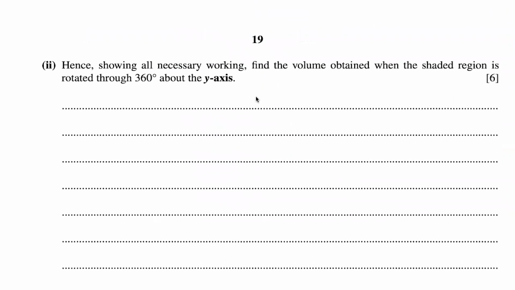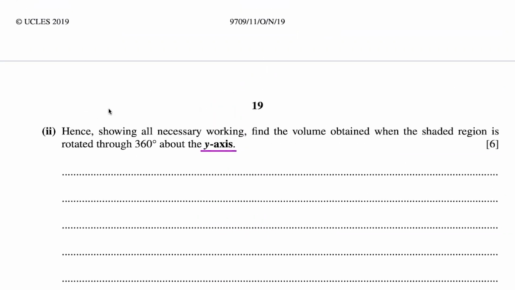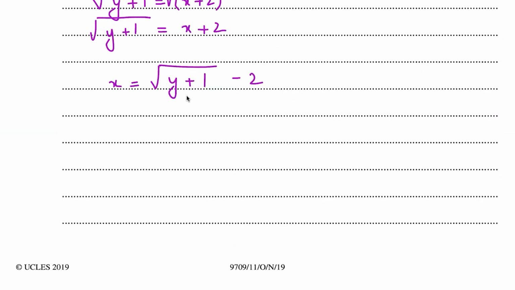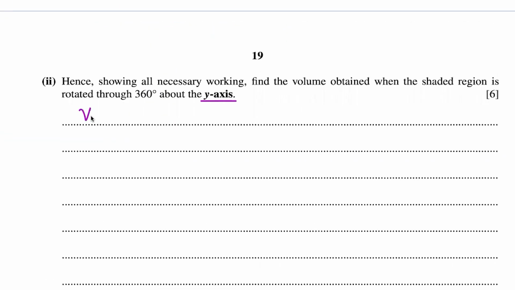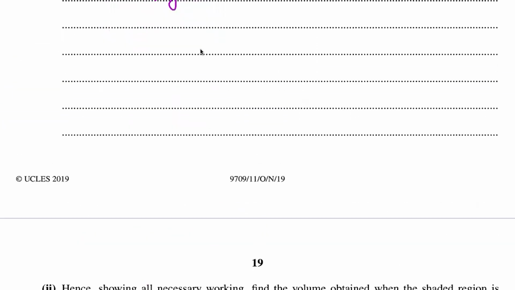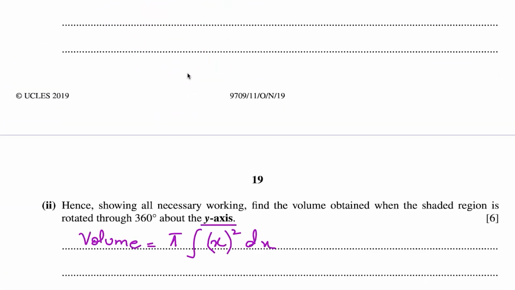Now in part 2, we have to find the volume obtained when the region is rotated through 360 degrees about the y-axis. What we should know is that if it is rotated about the y-axis, our equation will be in terms of y, which we have already done in the previous part. We know to find the volume, we multiply pi by the integral of the square of the function. So we'll integrate the square of the function x, which is square root of y plus 1 minus 2.